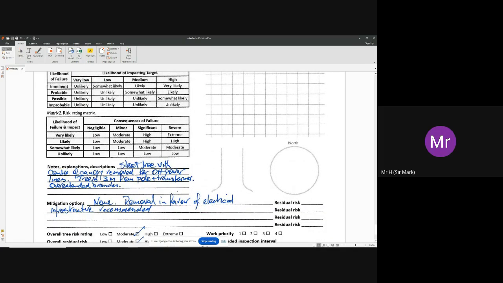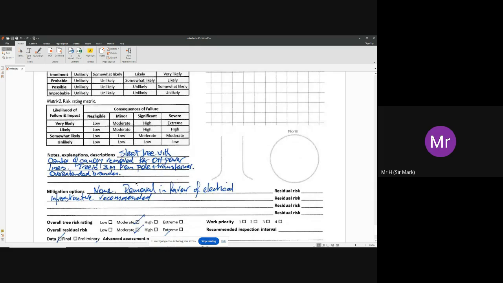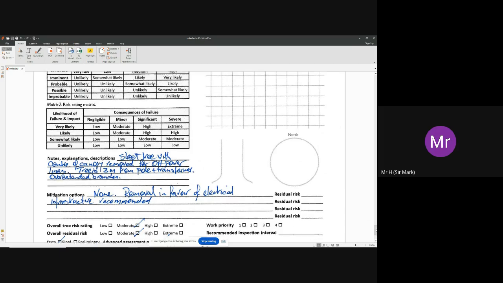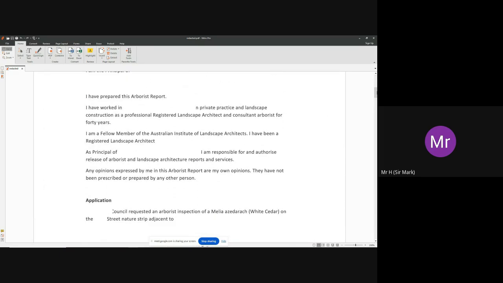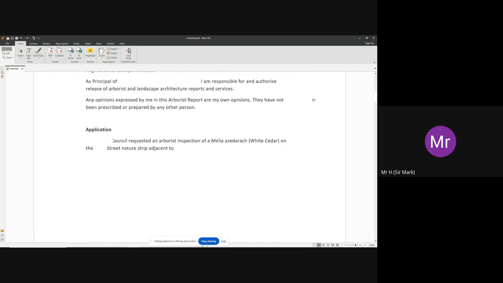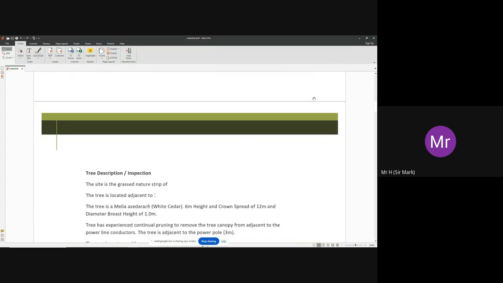Tree with centre of the canopy removed for overhead power lines. Tree is 3 metres from the pole and transformer. Overextended branches. Mitigation none. Removal in favour of electrical infrastructure is recommended. And so it's not a consistent report, and that's the problem. It's not followed the system correctly, and then it's made mistakes.